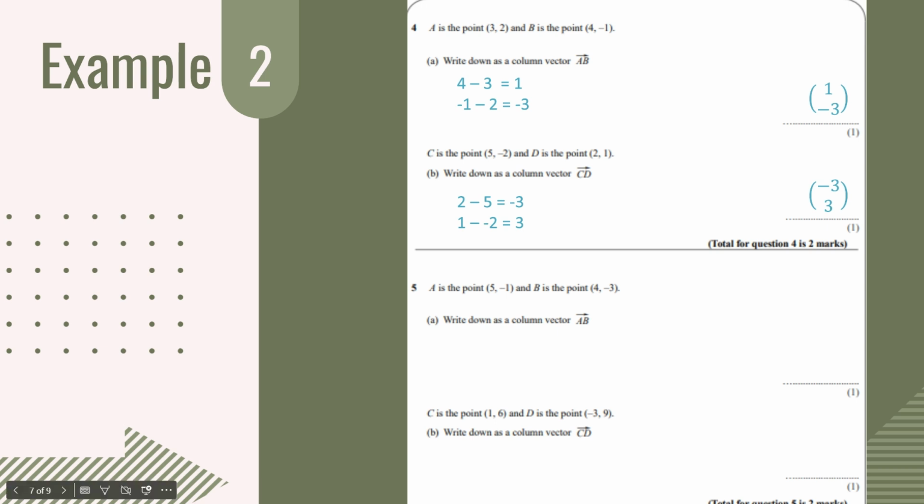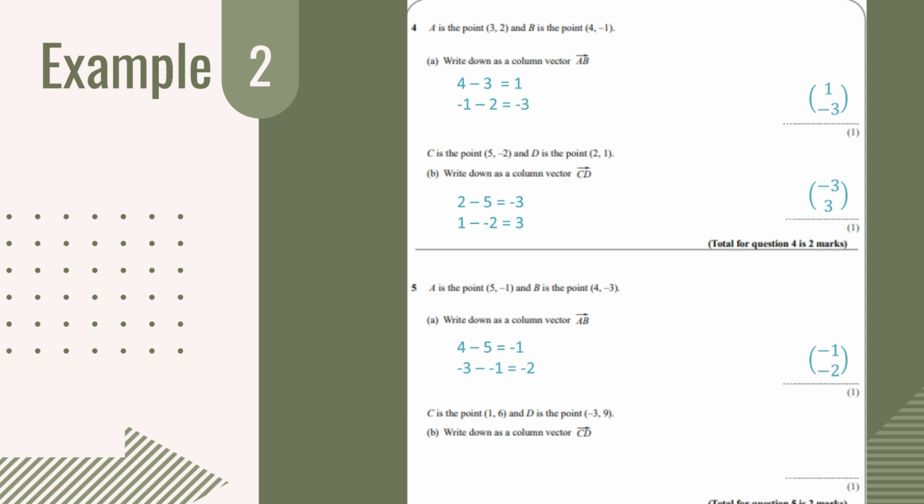For our second question, A is the point (5, -1) and B is the point (4, -3). Write down the column vector AB. So here we do 4 minus 5, which is minus 1, and we do minus 3 minus minus 1, which is minus 2. So we get the column vector of (-1, -2).